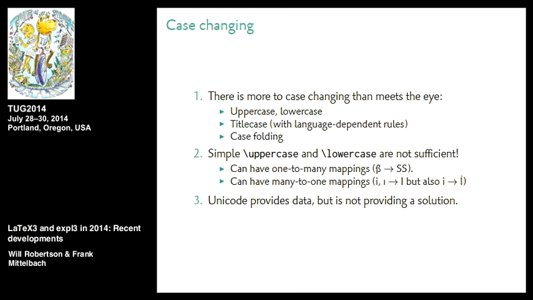there's this thing called case folding, which is a way of normalizing strings so that you can compare them and do data manipulation on them and so on. And it turns out that in the Unicode era, TeX uppercase and lowercase commands are just not really sufficient anymore. You can have one-to-many mappings. For example, if you're uppercasing the sharp S, it goes to two S's because Unicode doesn't have the capital sharp S as a character.